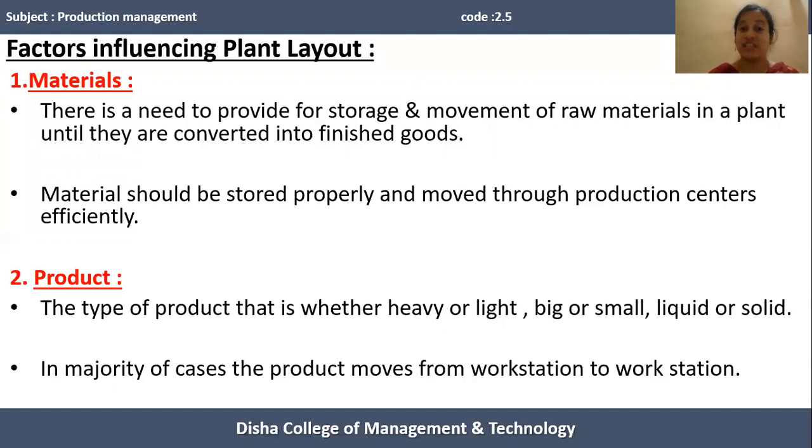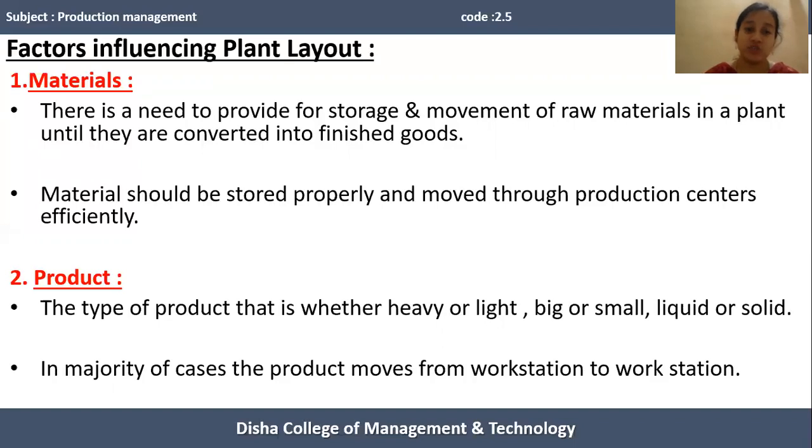If the plant uses liquid type of material, then the storage facility may be different. Means in the storage house he has to arrange different tanks or different containers for keeping the raw liquid materials. And if the plant uses solid type of material, then the layout of the storage is different. So first he has to identify which type of material generally the plant uses, and accordingly he has to arrange different facilities, and accordingly he has to design the layout of the plant.